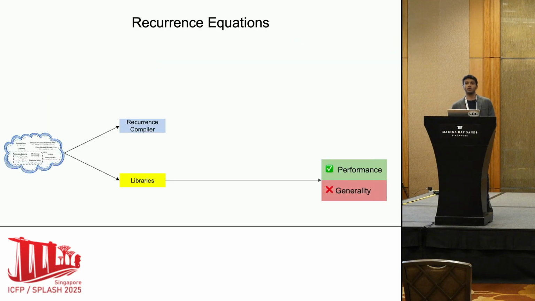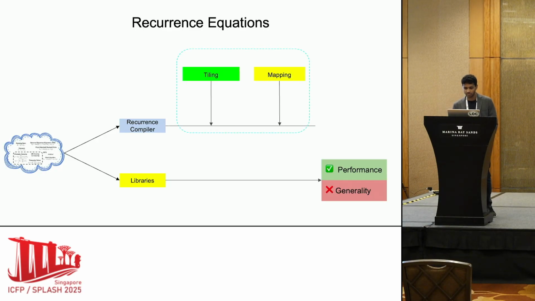Now, ideally, we want a solution that gives us both, right? We want the generality of a recurrence compiler, and we want the performance of a library, and we want to interpolate between the two. So how can we do that? If we take a recurrence compiler, introduce tiling optimizations, and then build a system where we can execute certain expensive but commonly found tiles with the library function, we can get both the generality that we want and the performance.